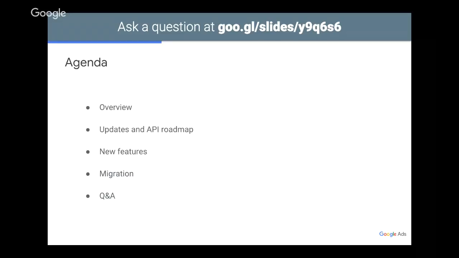And then finally, we're going to talk a little bit about migration strategy. We're just going to cover some high-level points, the more important things to consider when migrating from the AdWords API over to the Google Ads API, and talk a little bit about some sample migration plans. So what would a migration plan look like? What would the timing be? We'll give you some guidance.